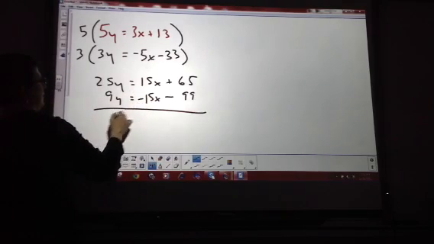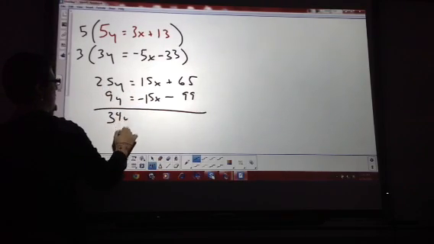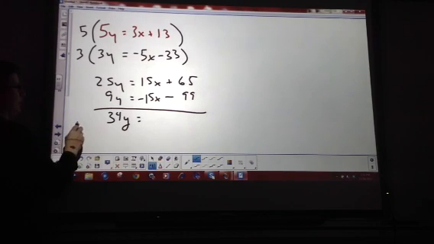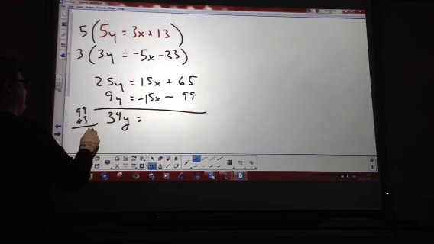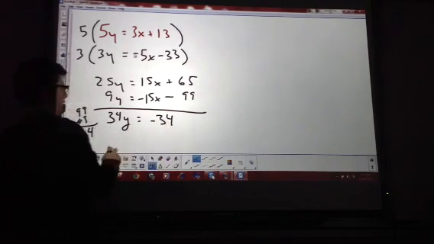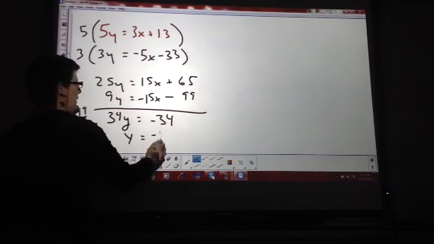So I get a 34y is equal to, and then I go over here, 99 minus 65. I guess we could have done 100 minus 65. We get a 4, 9 minus 6 is 3, so that's actually minus 34. So y is equal to negative 1.